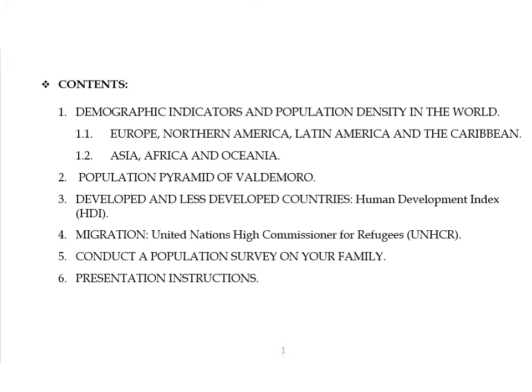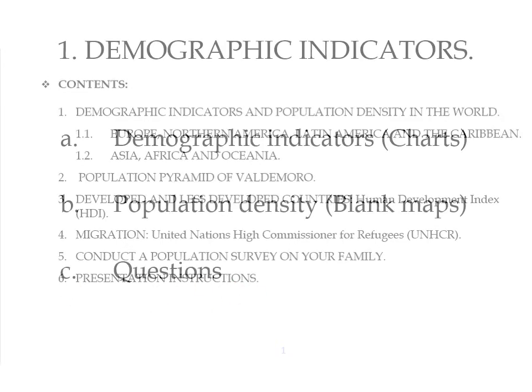Those are the contents of the project. First, demographic indicators and population density in the world and the different continents, and a population pyramid of Valdemoro. These two parts are the first part of the project. And then 3, 4, and 5 are the second part: developed and less developed countries, migration, and a population survey. The last part is some instructions on how you should present your project.